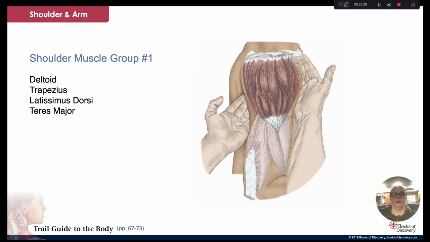All right, let's talk about some muscles in the shoulder, muscle group number 1. So we're talking about deltoid, trapezius, the lats or latissimus dorsi, teres major, not to be confused with minor. So there's a major and a minor, and I'll explain the difference soon.